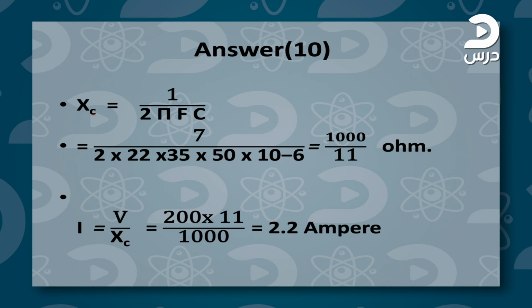Answer of question number 10. XC equals 1 over 2πfC, 1 divided by 2 times 22 over 7 times 35 times 50 times 10 to the negative 6, equals 1000 divided by 11, ohm. But I equals V divided by XC, so 200 divided by 1000 over 11, equals 2.2 ampere, and this is the I maximum.